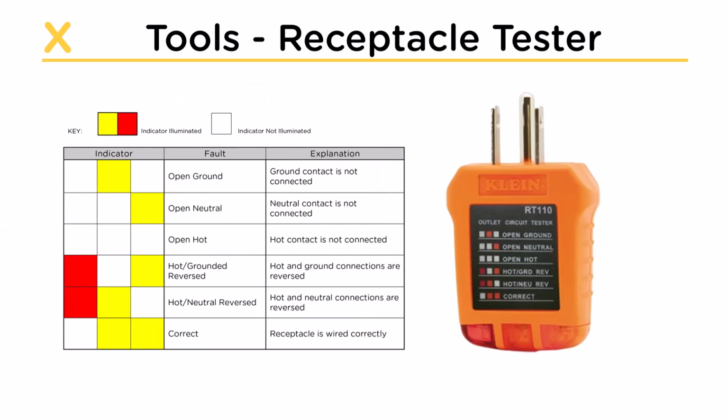Refer to the diagnostic chart in the Voting Location Inspection Checklist Reference Guide, Form FO256, to ensure the correct indicators have been illuminated on the receptacle tester, indicating that the receptacle has been wired correctly.